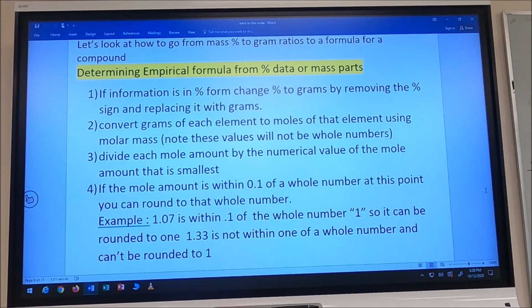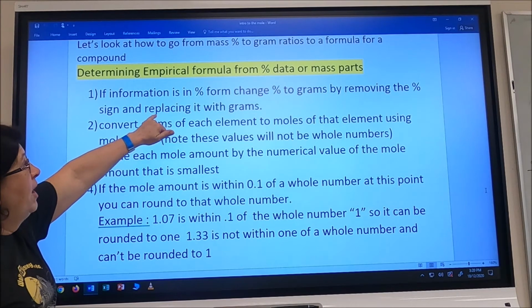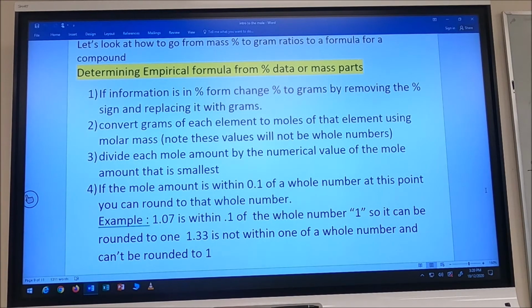So what they do is they purify their compound, and the first thing they do is they send it off to a company that breaks their compound back into its elements. And they get a report back that says your compound is this percent carbon, this percent nitrogen, this percent sulfur, this percent oxygen. And they take those percentages and they're going to find the formula. You also might get a report back that says your 7.6 gram sample contained this many grams of oxygen, this many grams of sulfur, this many grams of carbon. Could come either way. If the information is in percentages, you just change the percentage sign to grams.